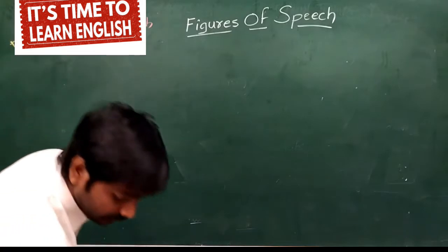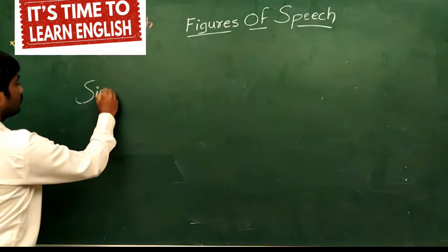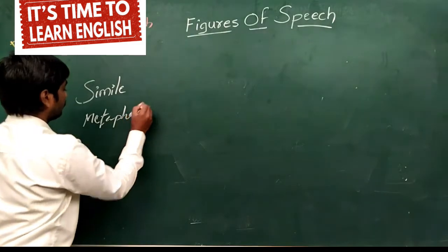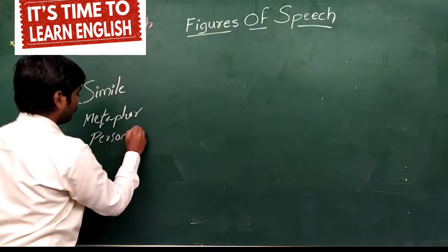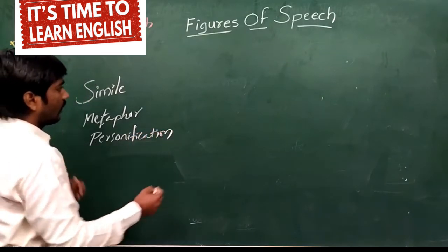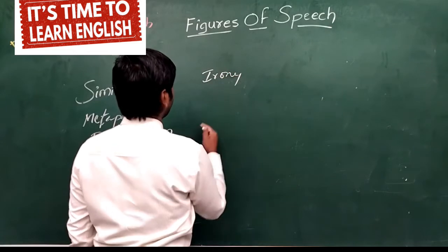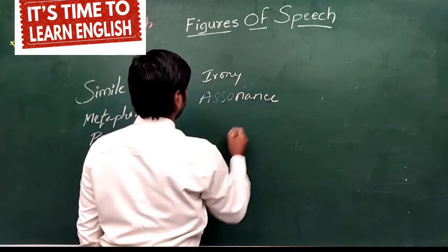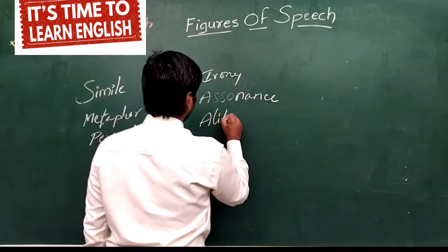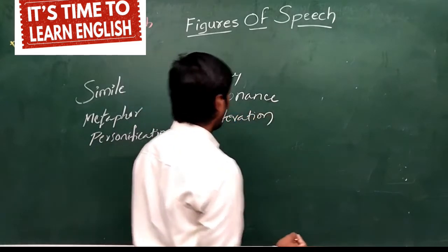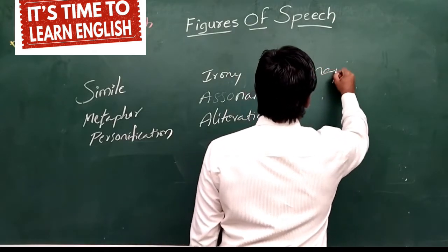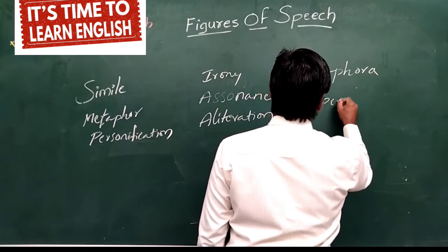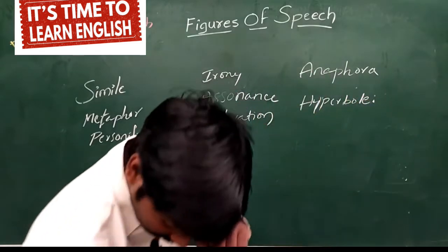Okay, let me write all on the board, and then I will explain all those things. Simile, metaphor, personification, irony, assonance, alliteration, anaphora, hyperbole. So these are the ones. Let me conclude.